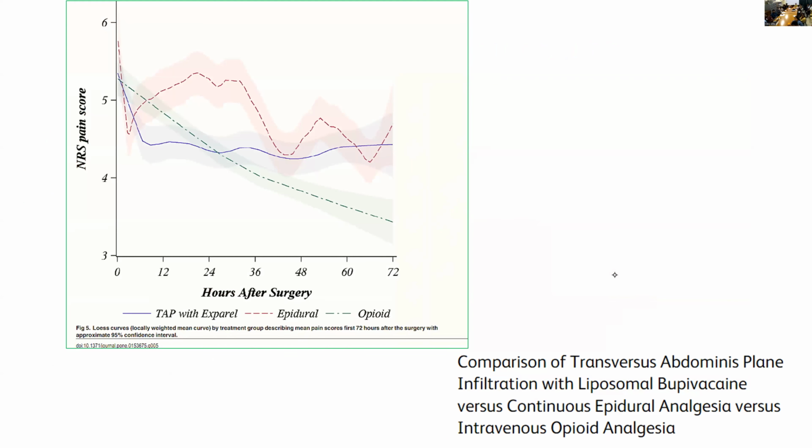Now this is a graph comparing options for abdominal surgeries: transversus abdominis plane infusion with bupivacaine, that's one. Epidural anesthesia is one. Giving intravenous opioid. So three choices for abdominal surgery. This is the time zero at surgery, and this is time after surgery, and this is pain. This is called a LOWESS plot. This is the dotted line. The green one is opioid, and this is the confidence interval around that. The transversus abdominis plane infusion is the blue one, and the red one is epidural.